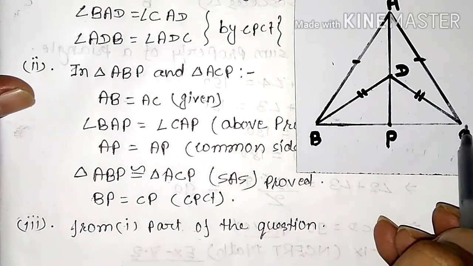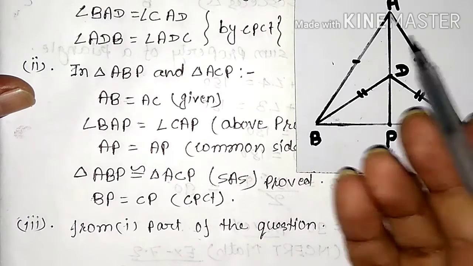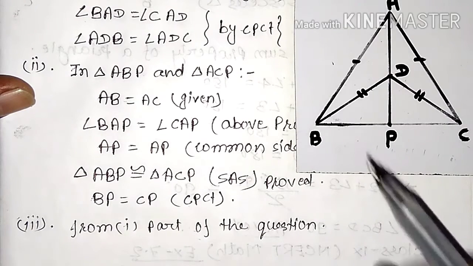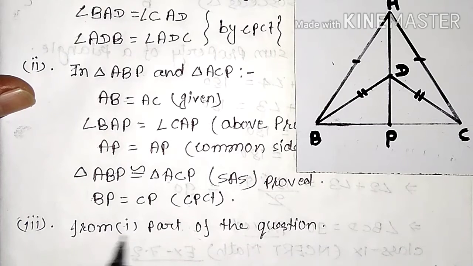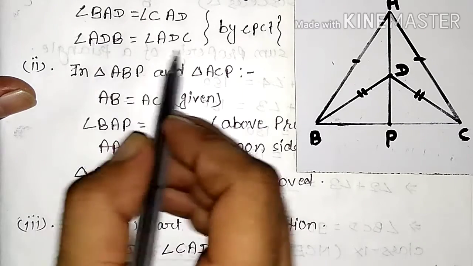Angle BAD is equal to angle CAD. This angle is equal to this angle. So we can say that AP bisects the angle A from the first part of the question. It is angle BAD is equal to angle CAD. So AP bisects angle A. And also angle ADB is equal to ADC.